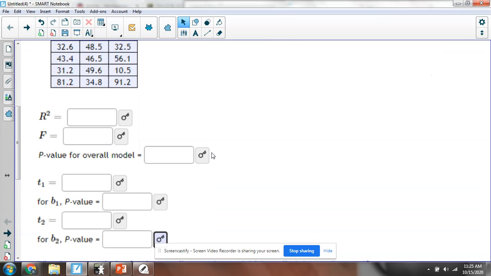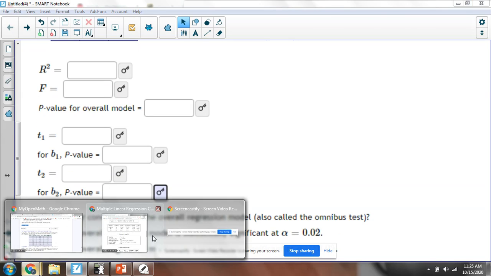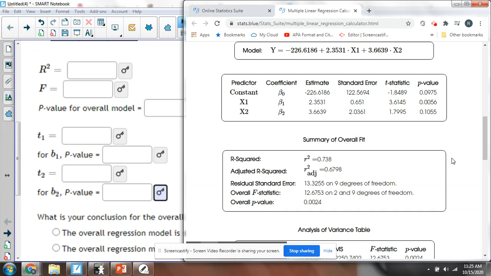So once we calculate all this stuff, the first thing it's asking for is the r squared. Okay. So r squared is going to be in this first box, which is the summary of overall fit. This kind of tests the significance of the overall model. We'll look into the specific parts of the model in just a second. But the first thing it wants is r squared, which is just going to be right here at this top number, 0.738.